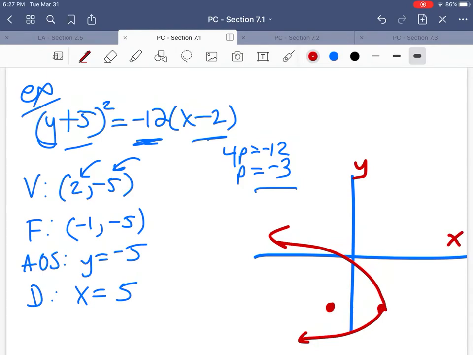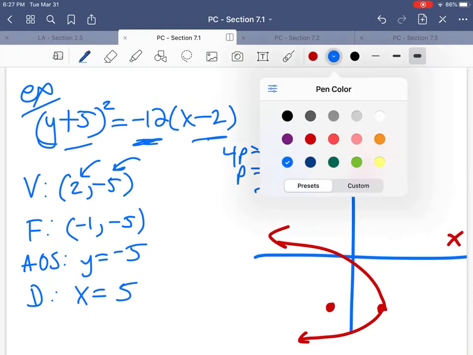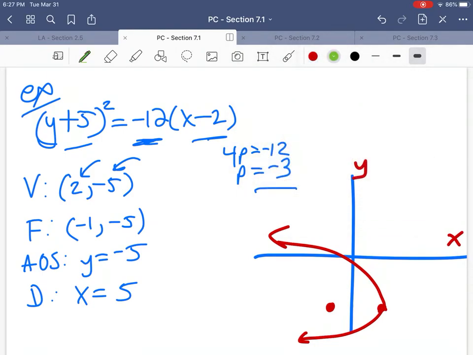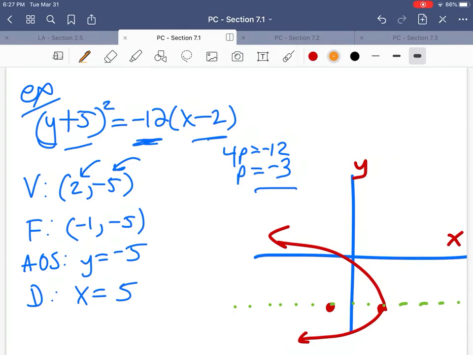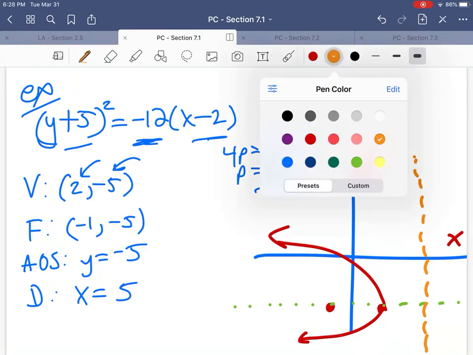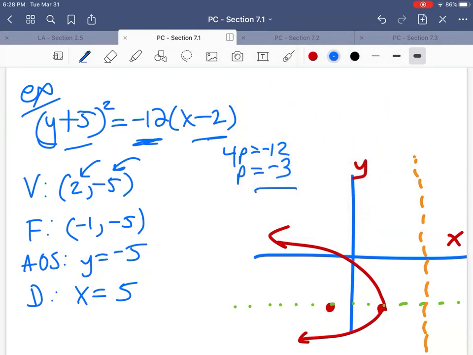All right, and let's see, my axis of symmetry is y equals -5, so it goes right through the focus and the vertex. And then my directrix is right back here, and that is x equals 5, right about back here. Okay, so there you go, and you can get the rest of the picture by graphing that on Desmos. But you might need to know one other point on the graph just to help yourself out.